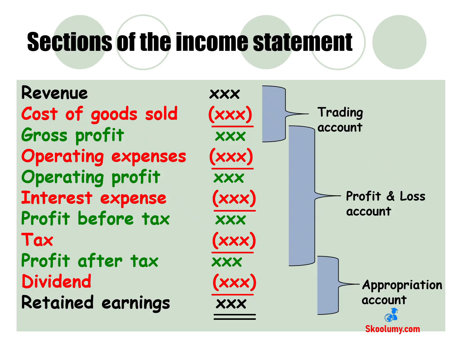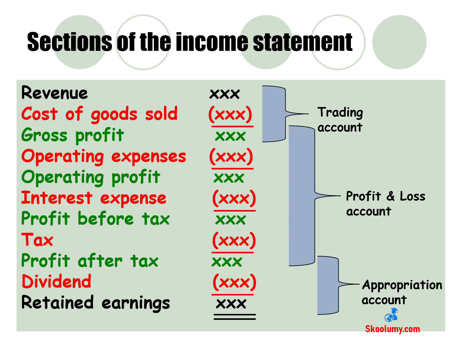The trading account is where the gross profit is calculated. Gross profit is revenue minus cost of goods sold for the period. However, it is gross loss if the revenue is less than the cost of goods sold.